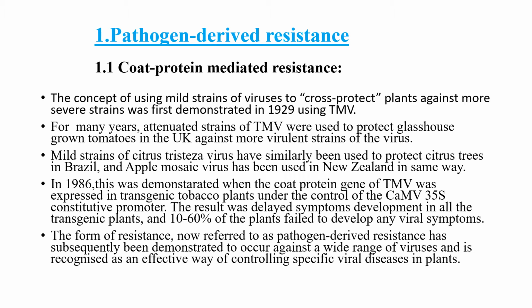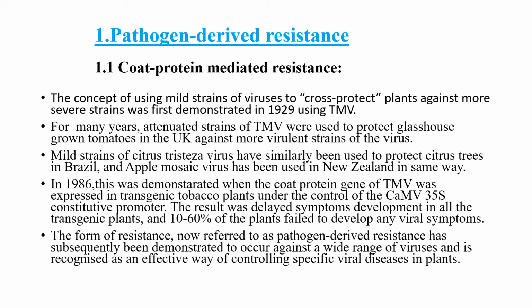In 1986, this was demonstrated when the coat protein gene of tobacco mosaic virus was expressed in transgenic tobacco plants under the control of the cauliflower mosaic virus 35S promoter. The result was delayed symptom development in all the transgenic plants, and 10 to 60% of the plants failed to develop any viral symptoms.